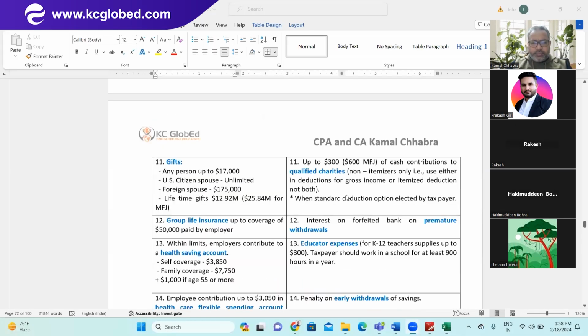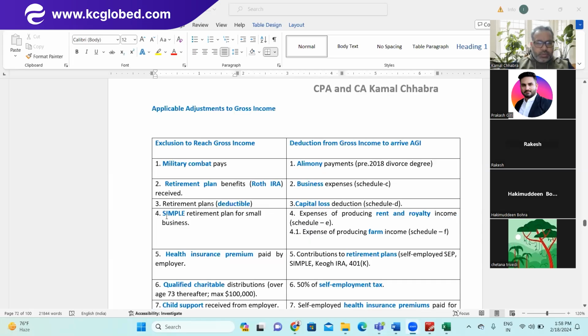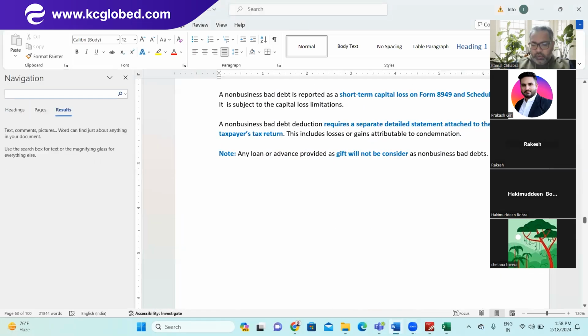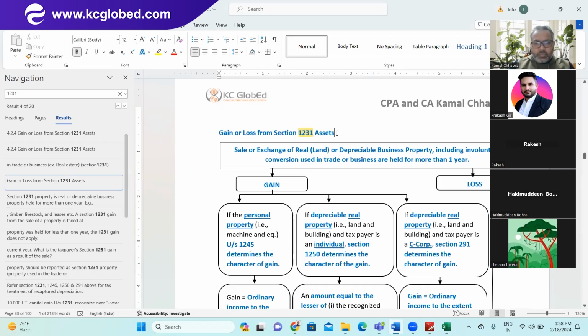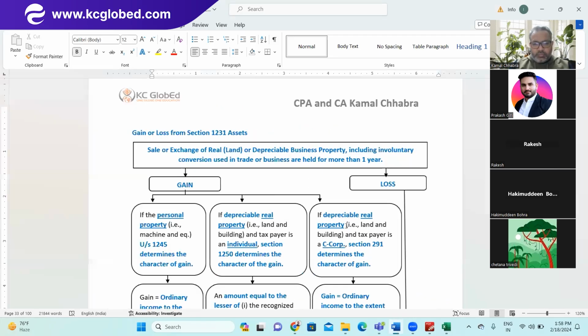One second. One second. This chart you're saying? Yes, sir.